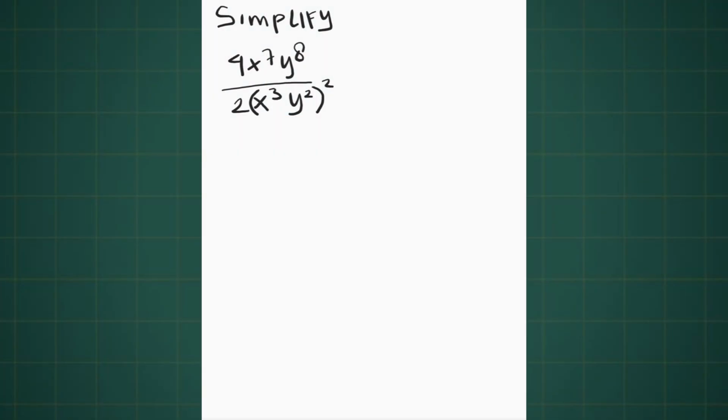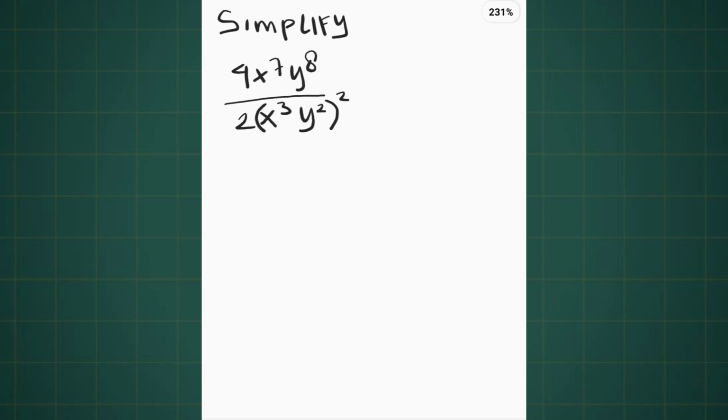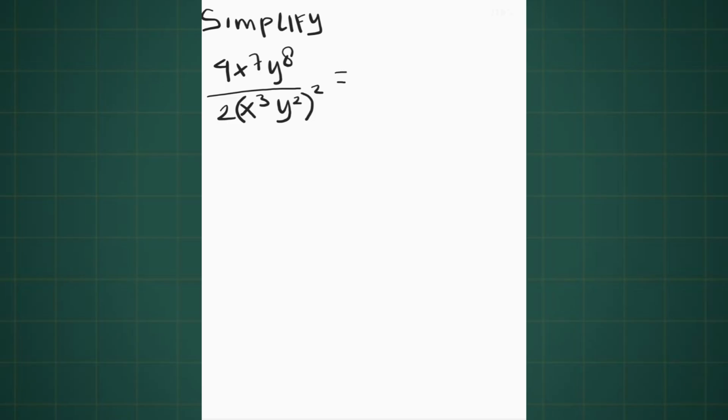Okay, now we will do exercises, or for example equations. Number 1. Simplify 4x to the power of 7 y to the power of 8 over 2 times x to the power of 3 y to the power of 2, all raised to the power of 2. First step, we must solve the brackets. Use the power of a product and power of a power.